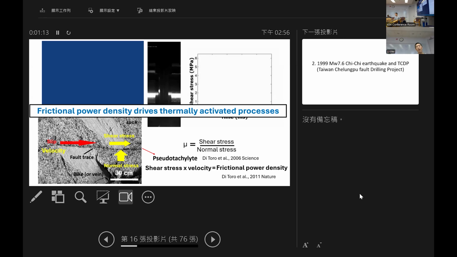However, I've got to say, no one has reported flash heating evidence, because it is initiated in the very beginning, and later on other processes will overprint these things. So if you have a technique to detect the flash heating, within several seconds, and you can see some asperity melt, that would be awesome.